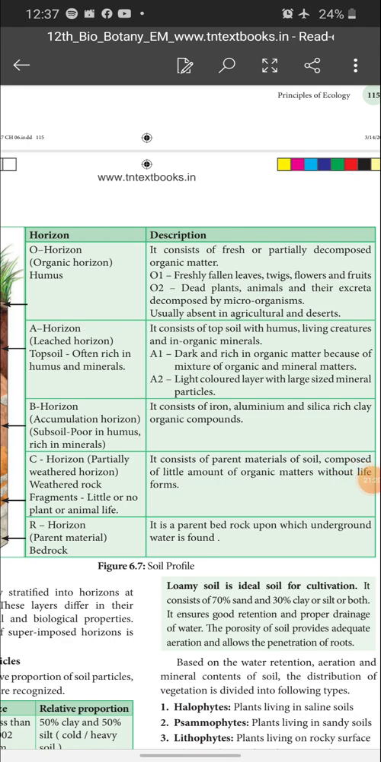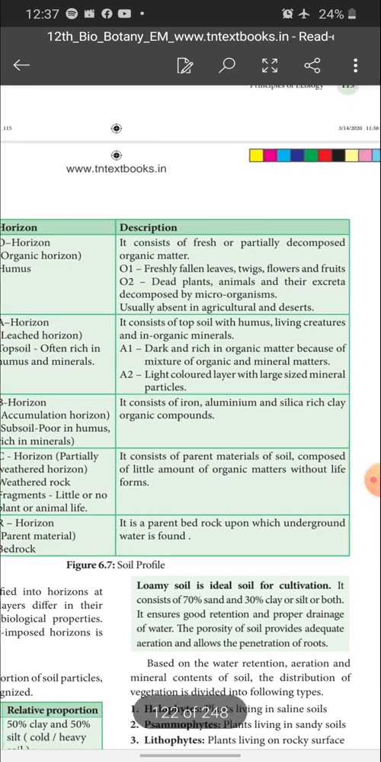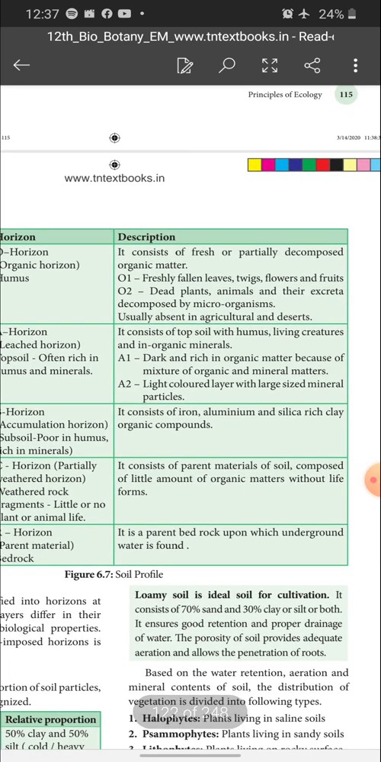Next is soil profile. It is divided into O horizon, A horizon, B horizon, C horizon and R horizon. O horizon is an organic horizon, humus. It consists of fresh or partially decomposed organic matter. It is divided into two, O1 and O2. In O1, freshly fallen leaves, twigs, flowers and fruits are present, and in O2, dead plants, animals and their excreta decomposed by microorganisms are present. It is usually absent in agricultural and desert areas.